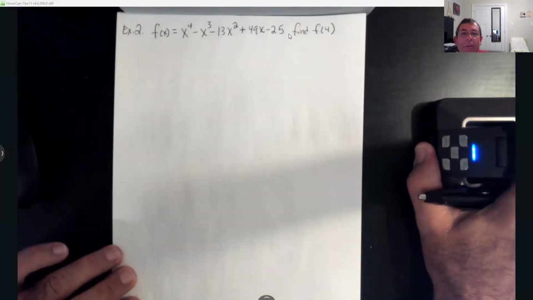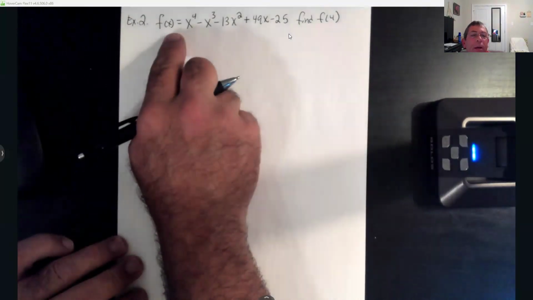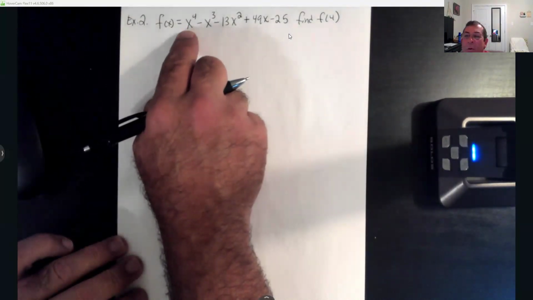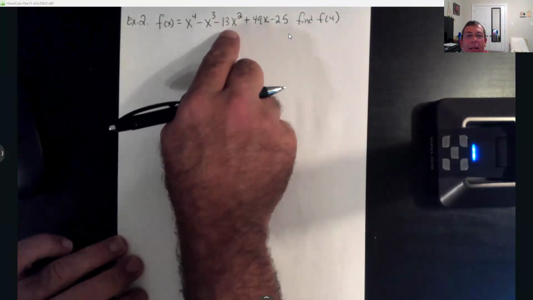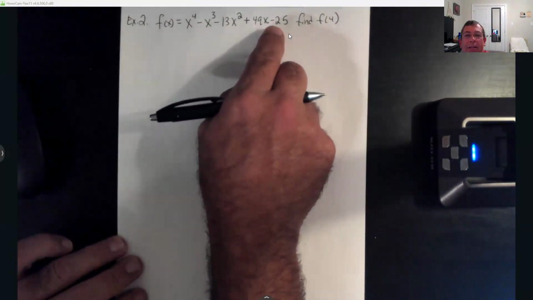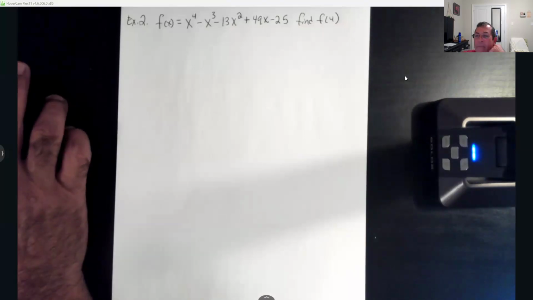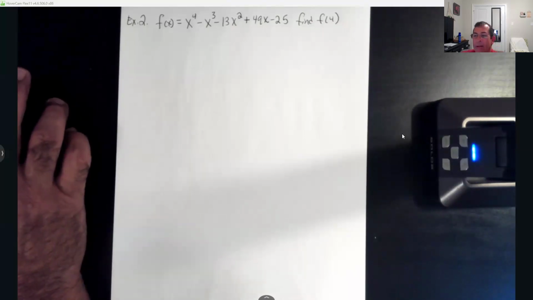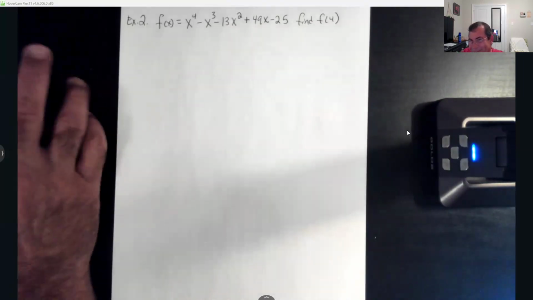Whoops, y'all, I didn't know my page wasn't up. All right, so they're giving us for number 2, f of x equals x to the 4th minus x to the 3rd minus 13x squared plus 49x minus 25. So funny, someone didn't tell me to pull that up. Are y'all on here today?